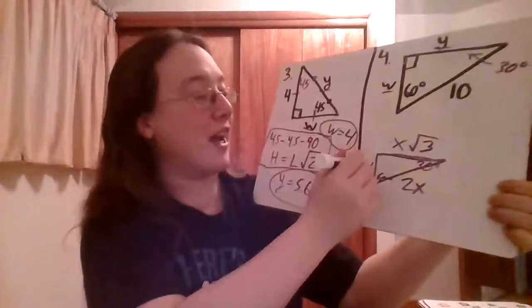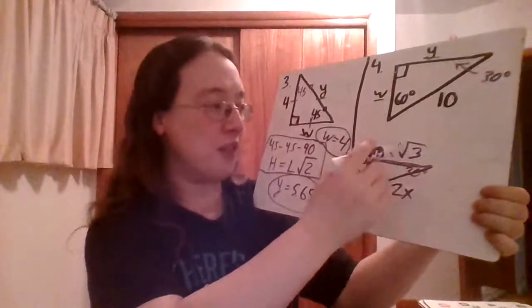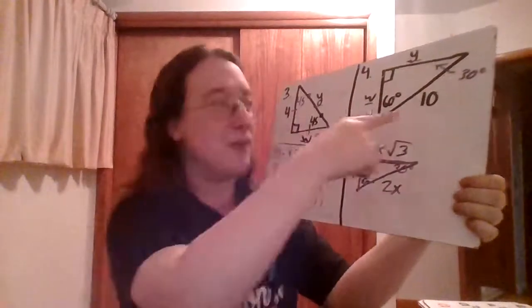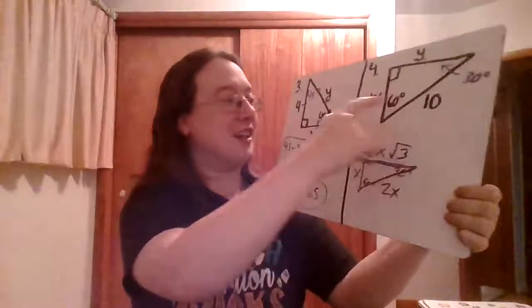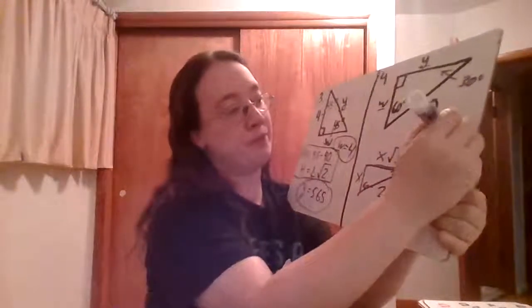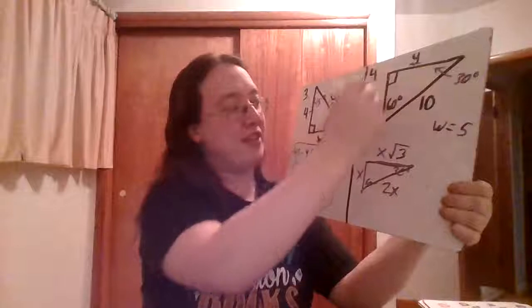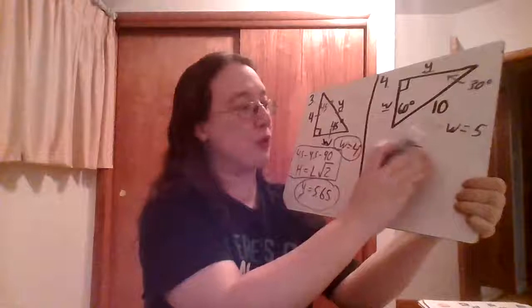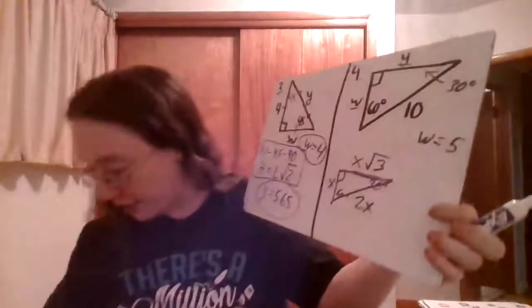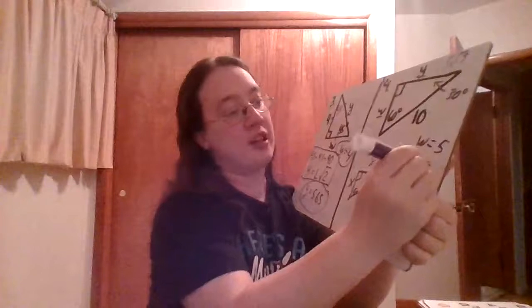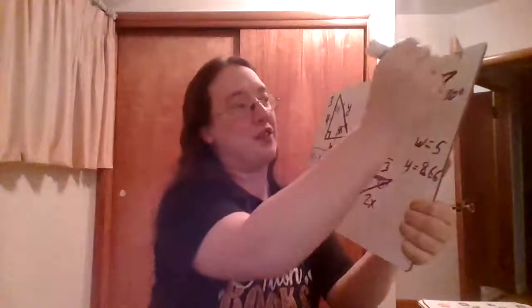So if we've got this side is that times 2, and this side is that times the square root of 3. Now, you might be looking at that going, but we don't have that side. We have this side. Okay, but if this side is this side times 2, then this side is just half of that side. So W there is just 5. Now we have this side. So now if we take that times the square root of 3, we get 5 times the square root of 3, which gives about 8.66. So y is 8.66.